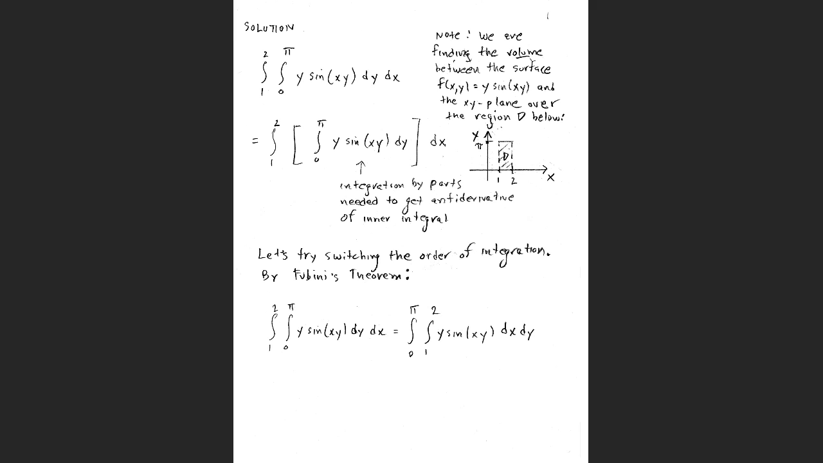Again, I think it's always helpful to be able to interpret what we're doing. We are finding the volume between this surface, y times the sine of xy, and the xy plane, over the region D below. So this is the region D. The y limits go from 0 to pi, and the x limits go from 1 to 2.